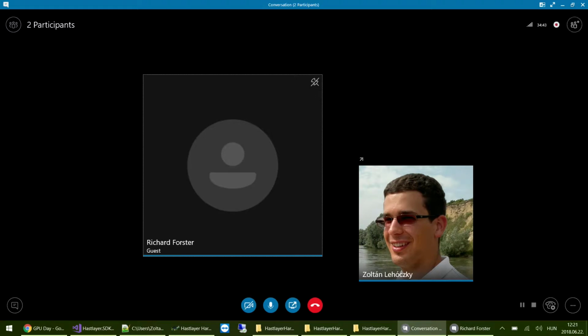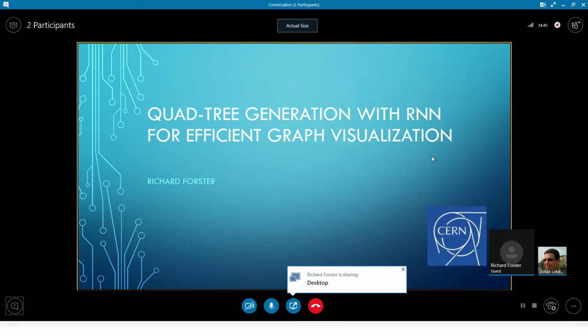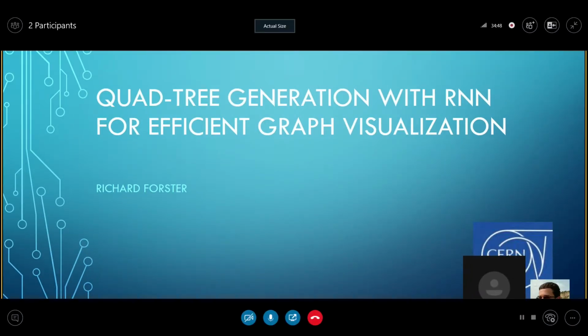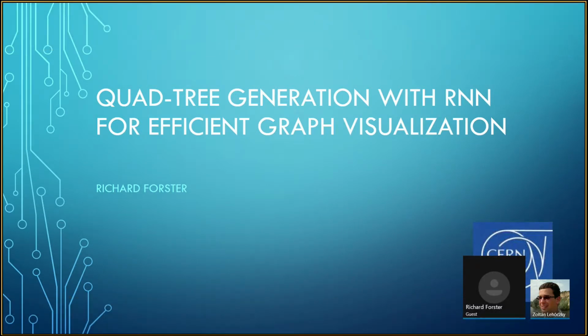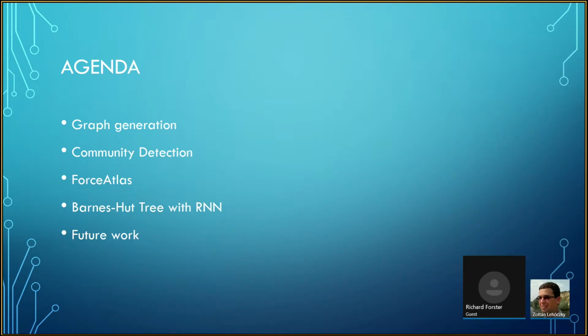So the presentation is about graph regeneration with RNN for efficient graph visualization. As I mentioned, in short, I will go through what graph generation is and what kind of computations we are using, for example, community detection and force-directed layout for making the nodes visualizable. And then I will go to the trigger with the RNN, how it works and what we achieved with it, and then some short outlook for future work.